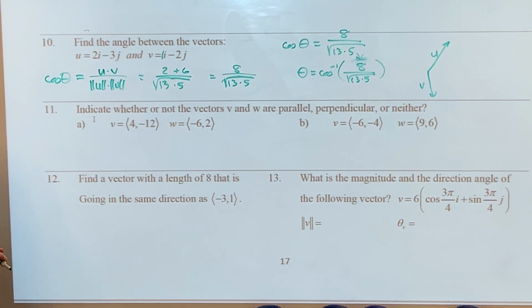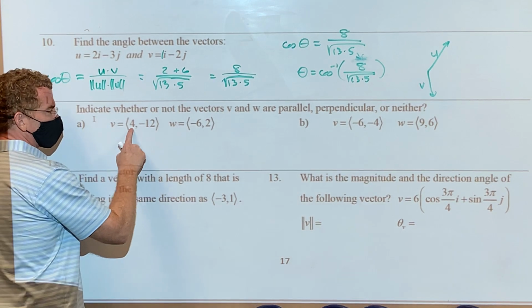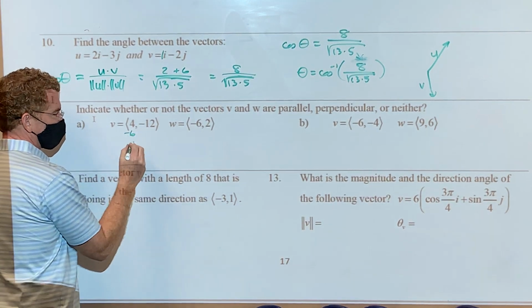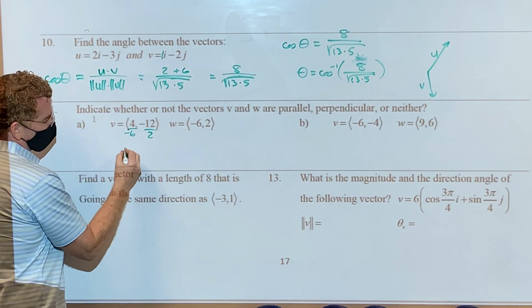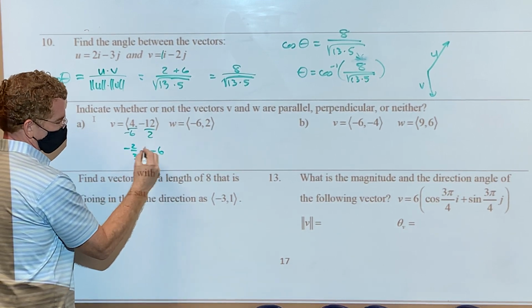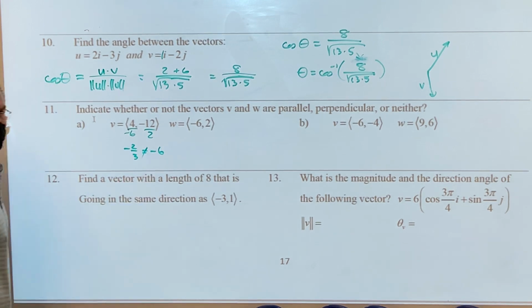Parallel check. Okay, so put that x over that x, that y over that y, and I get -2/3 and -6. Are those equal? No. Well, then they're not parallel.